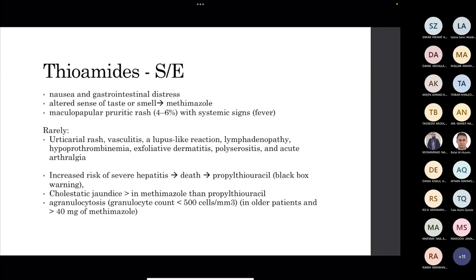As we said, the side effects of propylthiouracil are severe hepatitis. They could cause nausea, GI distress, altered sense of taste or smell, mostly because of methimazole. We have maculopapular pruritic rash, meaning some form of rash with pruritus, with itching, and fever.